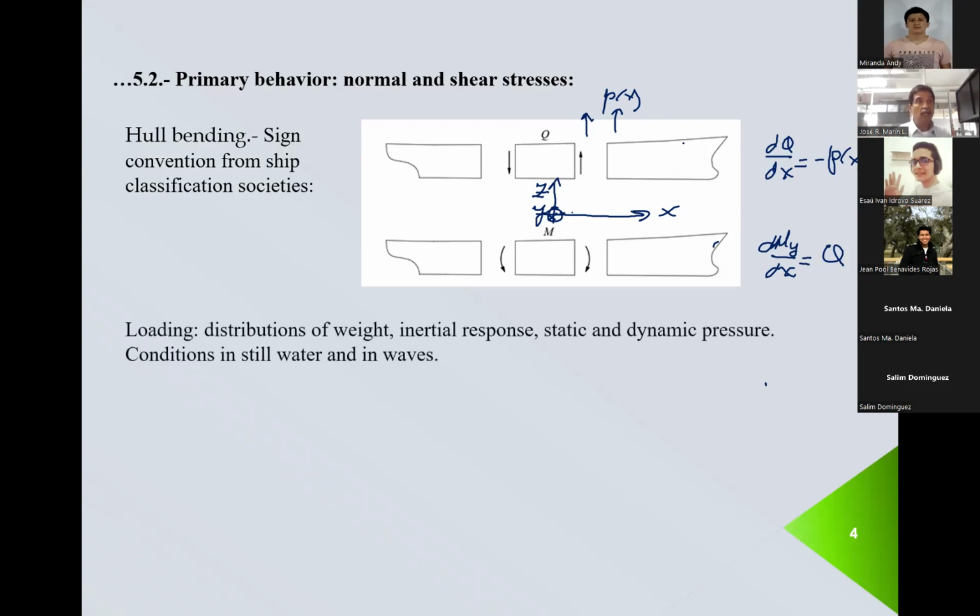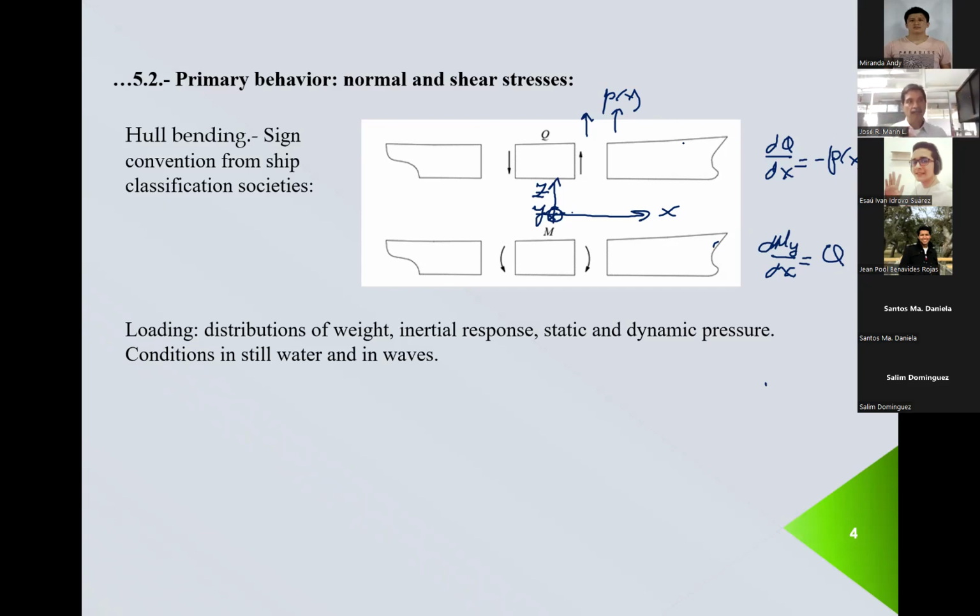Okay, so the loading, P of X. I mentioned this before, we have 3 components. Weight. That's a big problem we have, because in the ship you can see that there are a lot of weight items, right? So it's a big mess. The inertial response. With inertial response, we mean acceleration, mass times acceleration, right? Because the dynamic pressure generates a lack of equilibrium with respect to the weight. That means that if they are not equal, the system will accelerate.